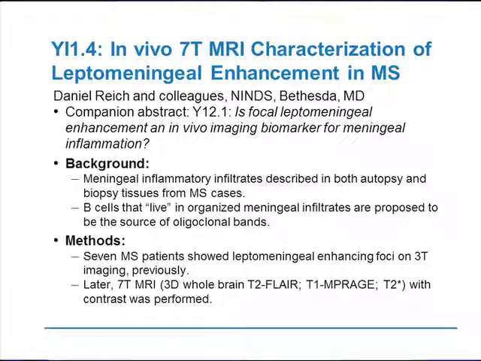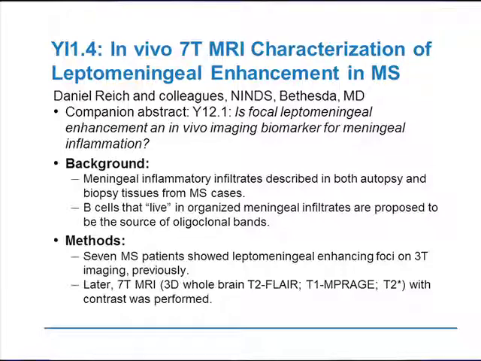Meningeal inflammatory infiltrates have been described in both autopsy and biopsy tissues from MS cases, so end-stage cases and cases that were in the process of being diagnosed, early-stage cases. Furthermore, B cells, which live in these organized meningeal infiltrates, are proposed to be the source of oligoclonal bands. And since those are present in almost every MS patient, this may be relevant for a great wide variety of patients. So what did they do?